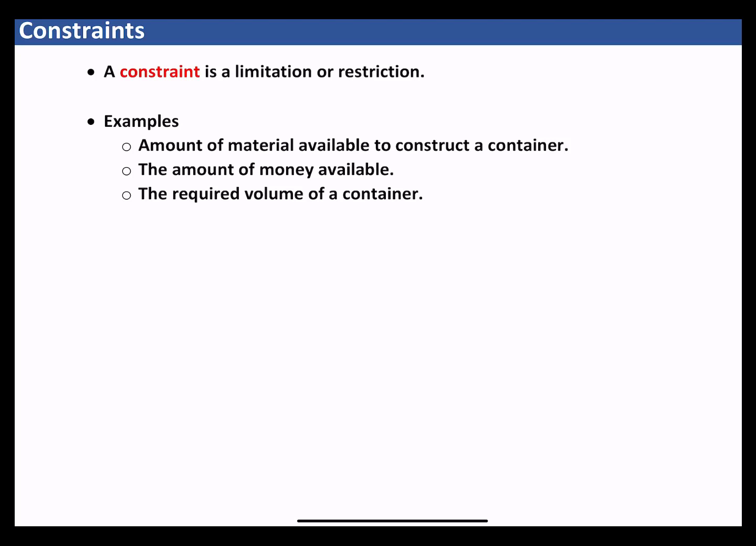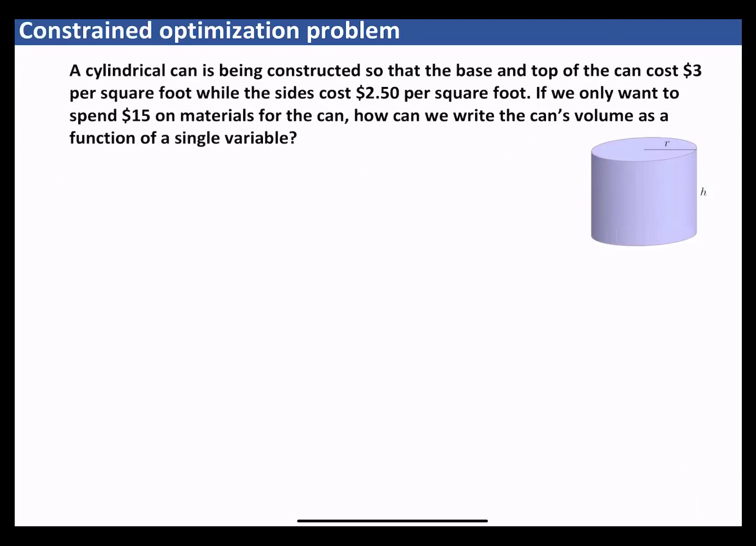Let's look at our first constrained optimization problem. A cylindrical can is being constructed so that the base and top of the can cost $3 per square foot, while the sides cost $2.50 per square foot. If we only want to spend $15 on materials for the can, how can we write the can's volume as a function of a single variable?